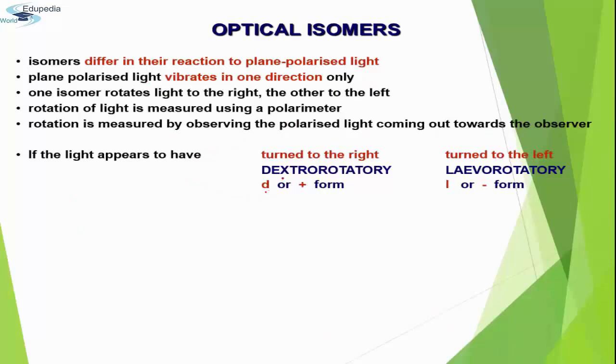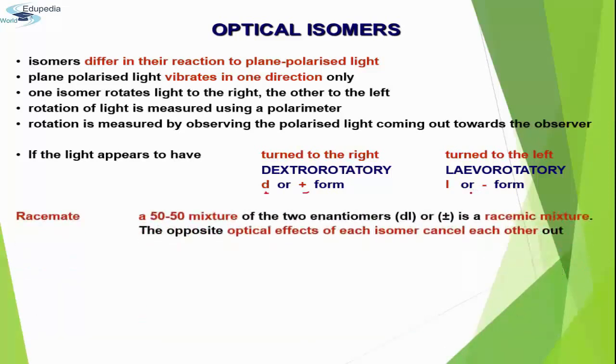So we assign dextrorotatory a symbol D or plus form. So if you encounter these symbols before any organic compound, just recall optical isomers. Plus form means it is rotating the plane polarized light to the right hand side, and minus means levorotatory, L, it is rotating the plane polarized light to the left hand side.